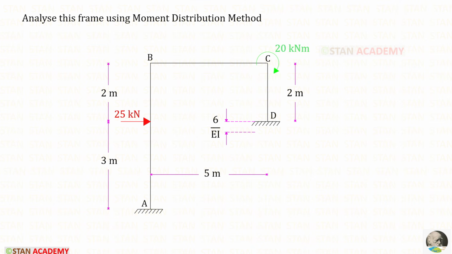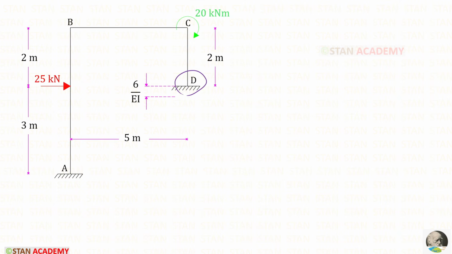Hello everyone, today we are going to analyze this frame using moment distribution method. The support D settles by 6 upon EI downwards. In the column AB, there is a point load 25 kN which acts at a distance of 3 meter from the fixed end A. There is a couple 20 kN.